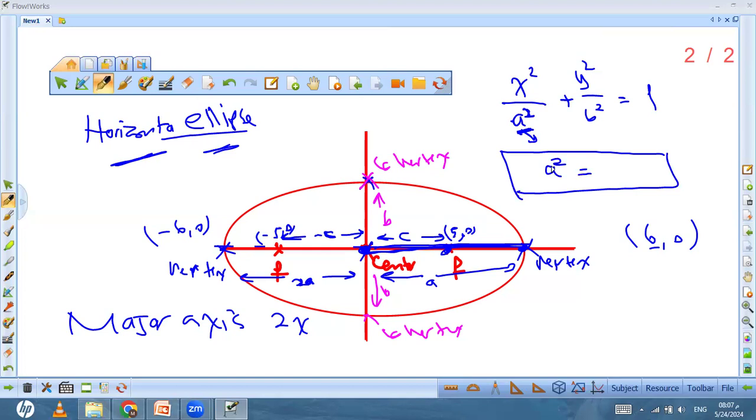And you must also use this relation: A squared equals B squared plus C squared. What is A, guys? From center to vertex. What is B? From center to co-vertex, perpendicular to A. What is C? From center to focus. This is about the horizontal ellipse.